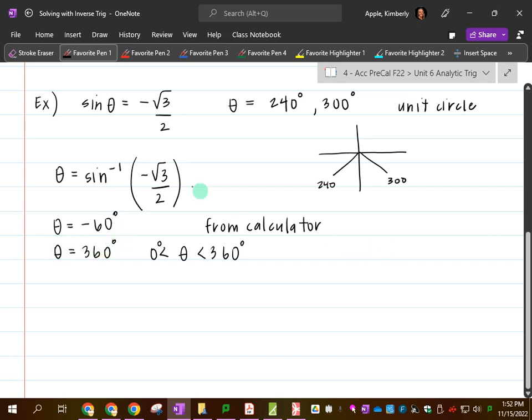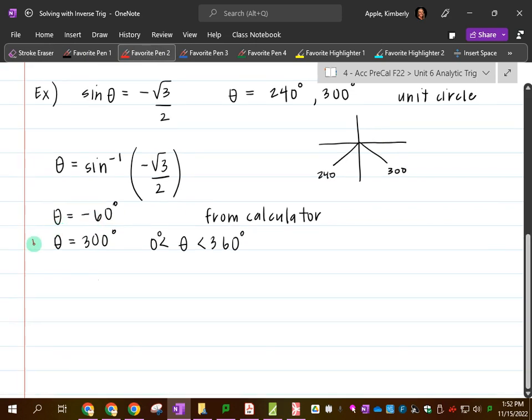Now, how would we find the other one? Well, you need to draw the picture, right? So what I would do at this stage is I'd be like, all right, this is one of them. Why didn't I want this one? It's not within the range I requested, correct? Okay. Well, how can I find the other one?